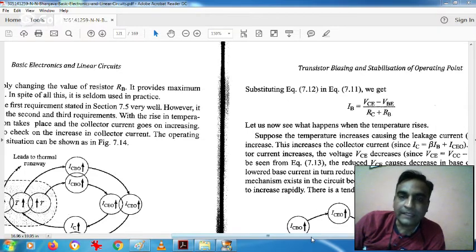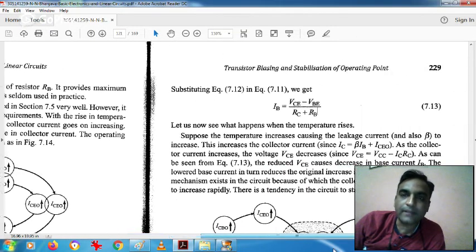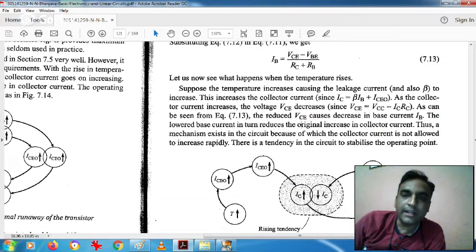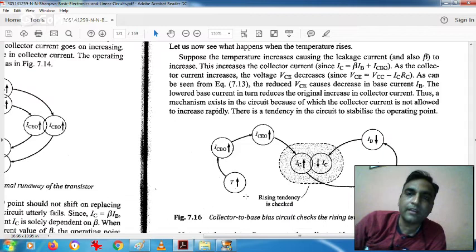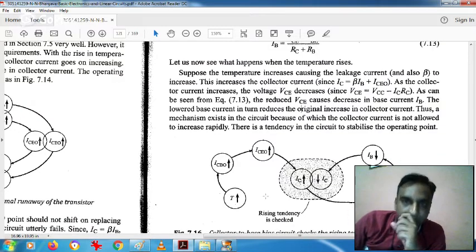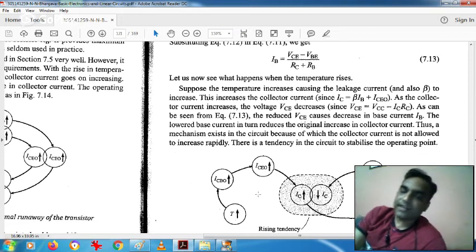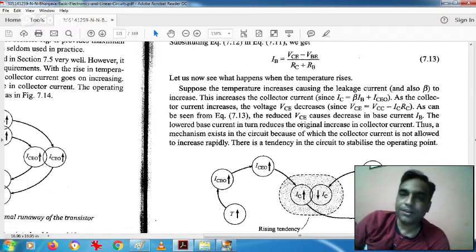Now we have to see how this collector to base bias circuit will control the thermal runaway. Okay, already we know that. What is thermal runaway? As we know, temperature increases, that increases ICBO, that increases ICEO, then again IC increases, and again the temperature increases. Now how will this limit the temperature, or how will it decrement your IC?